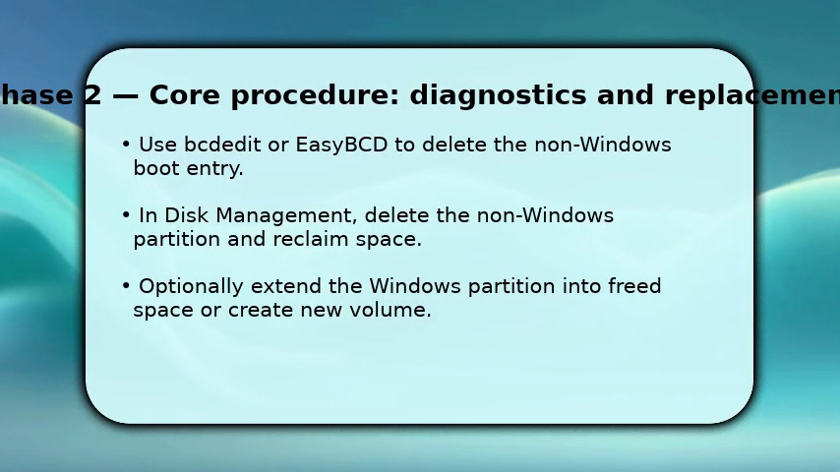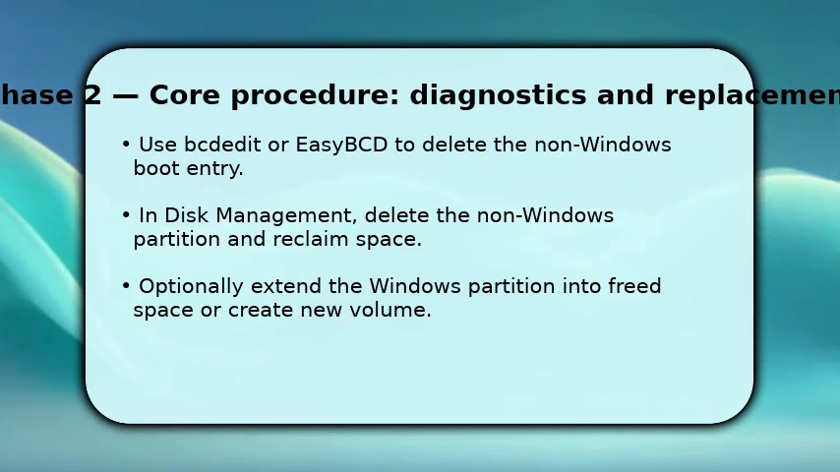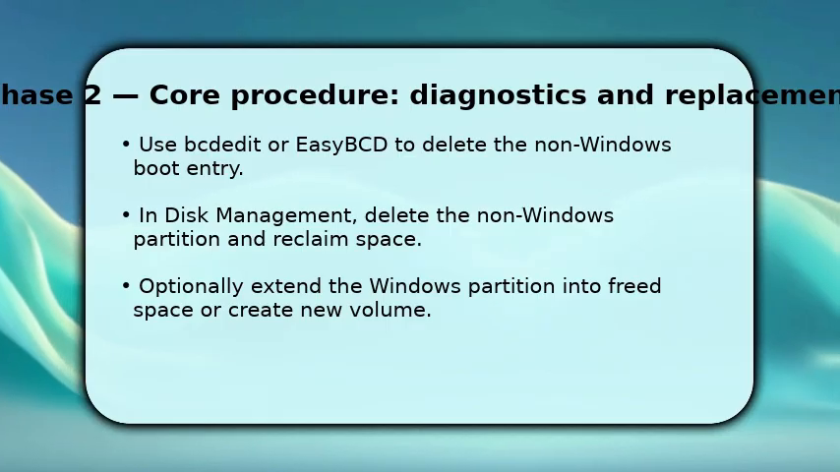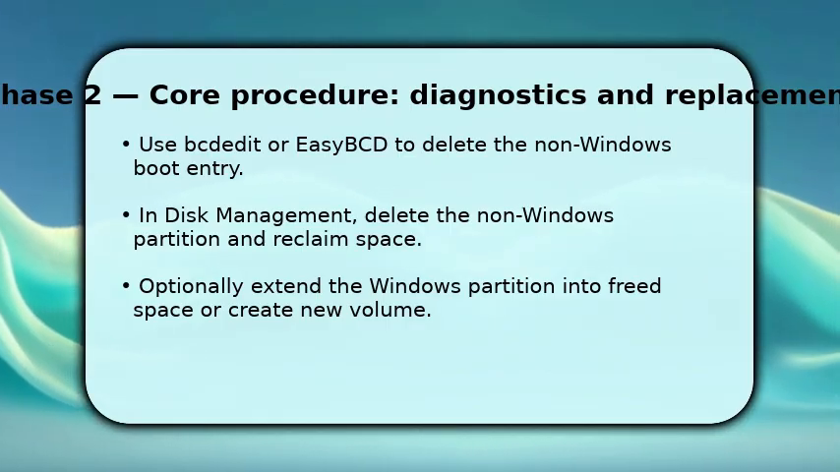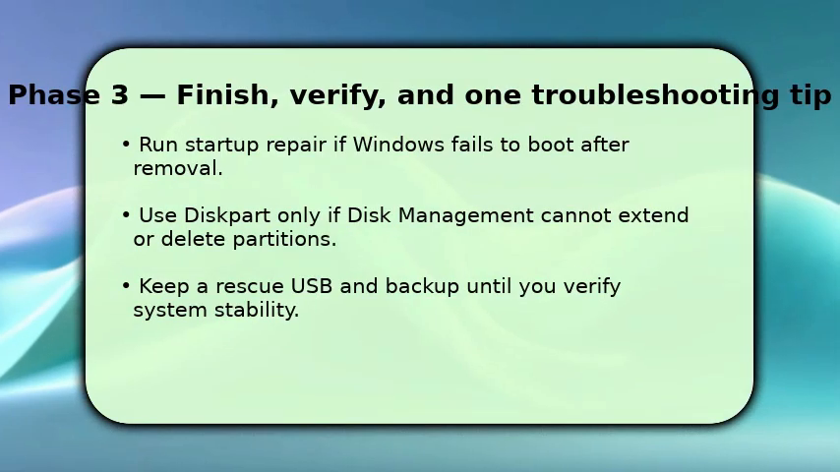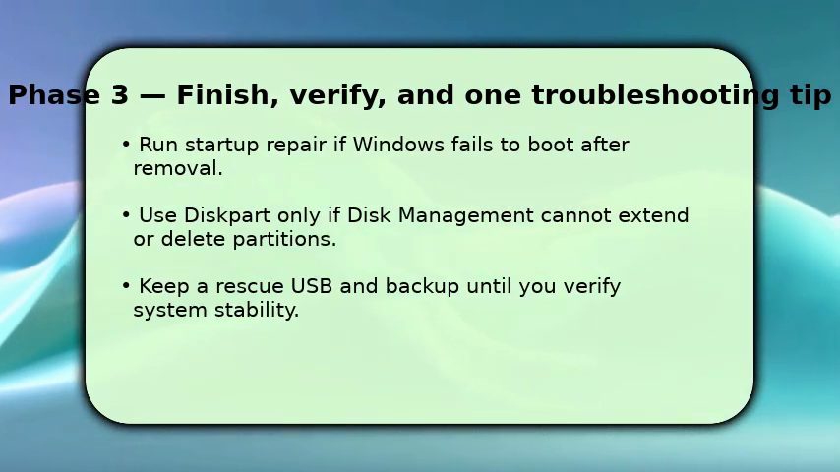Make sure the partition you delete is not labeled System or Boot, otherwise you'll break startup. After deletion, either extend the adjacent Windows volume into the space or create a new data volume. This cleans up the disk layout safely. To finish, reboot and verify Windows 10 starts cleanly.